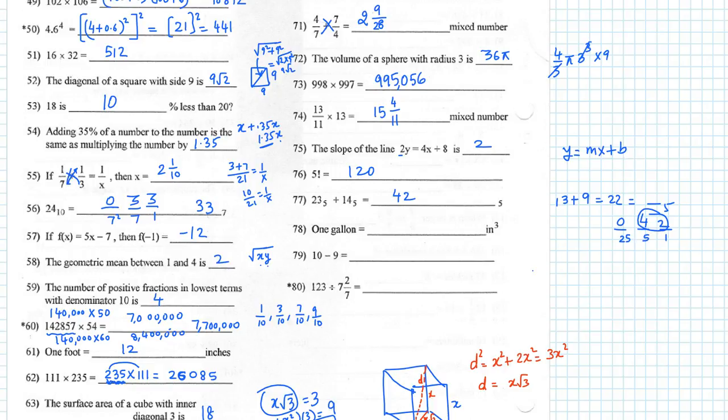Question 78. 1 gallon is equal to how many cubic inches? Again, you need to memorize this. 1 gallon is 231 cubic inches. Question 79. 10 minus 9 is 1.